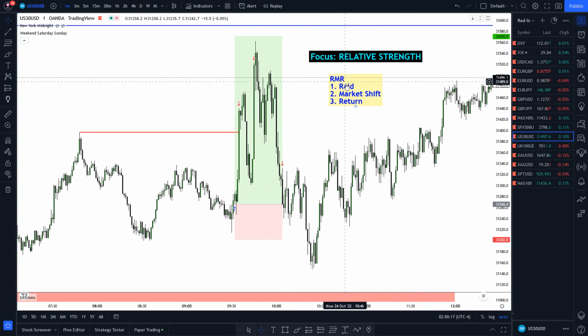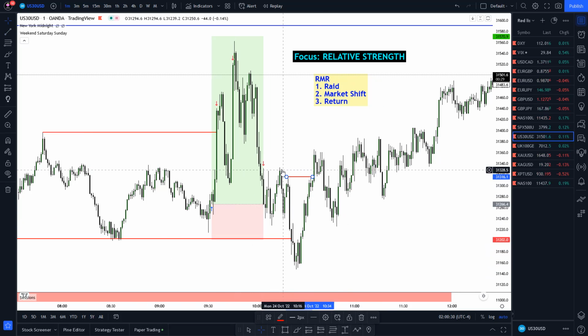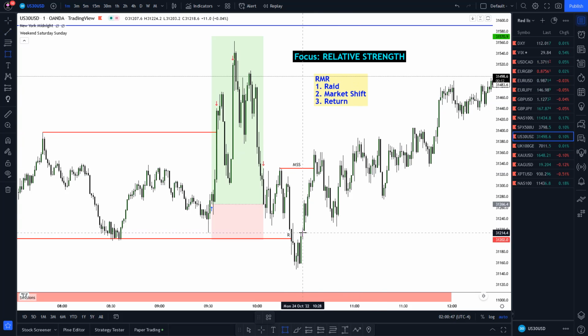So once again, with the RMR pattern, first we look for a raid. So under some relative equal lows, once price breaks through, there's the raid. Next, we look for a market structure shift, breaking some swing highs, which it does. And finally, a return area. There's a gap down here. So once price retraces into that area, that's where we can buy.